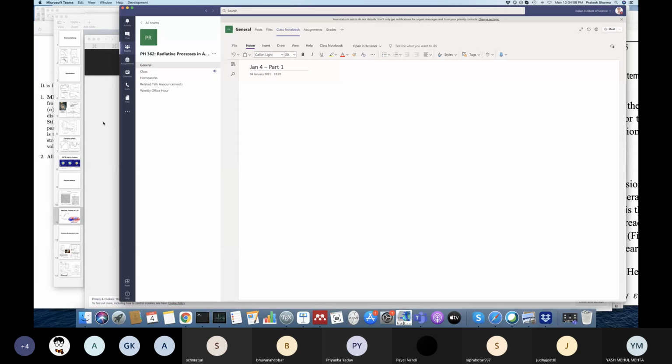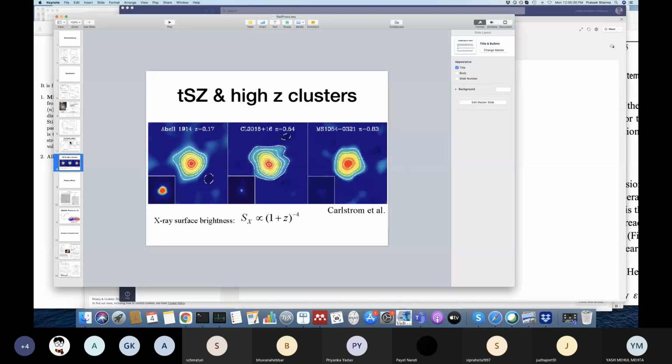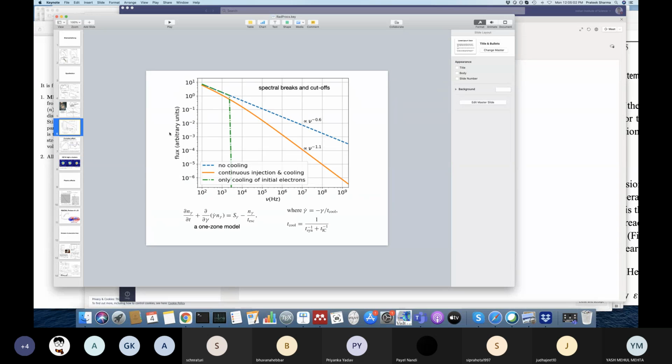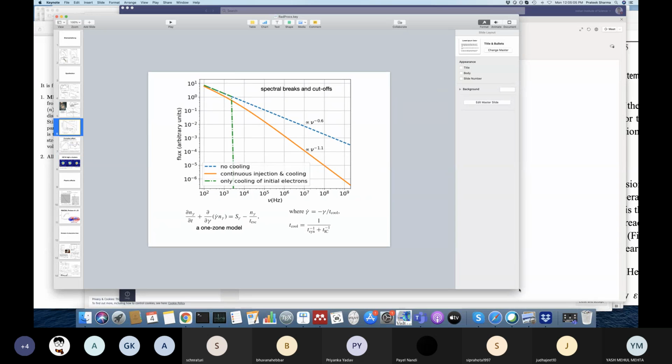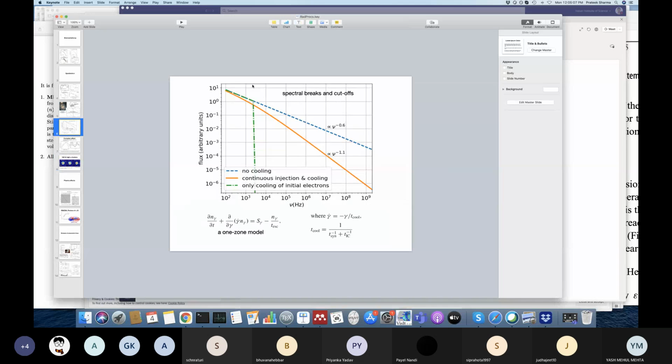Compton effect and its applications in astrophysics. So Compton effect is actually extremely important. You see Comptonized spectrum in black hole X-ray binaries and in neutron star X-ray binaries, and also you detect galaxy clusters at high redshift using Compton effect.